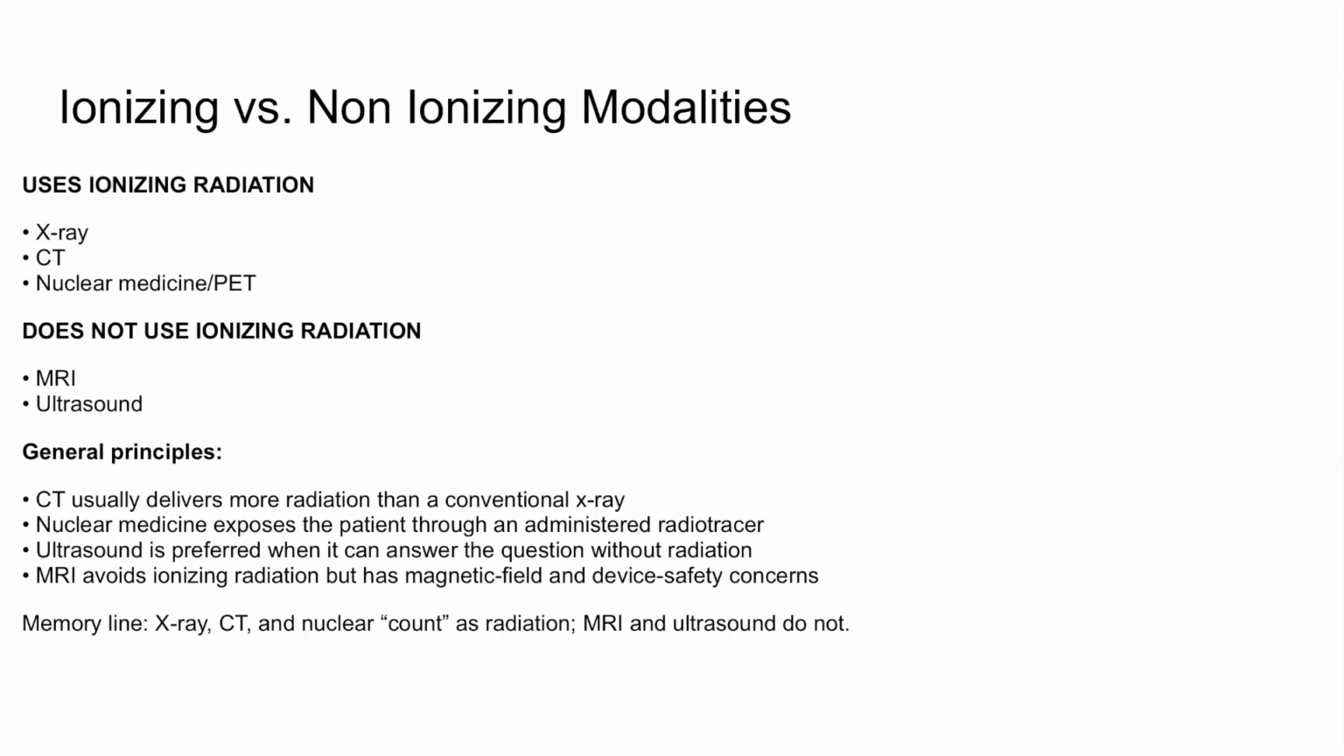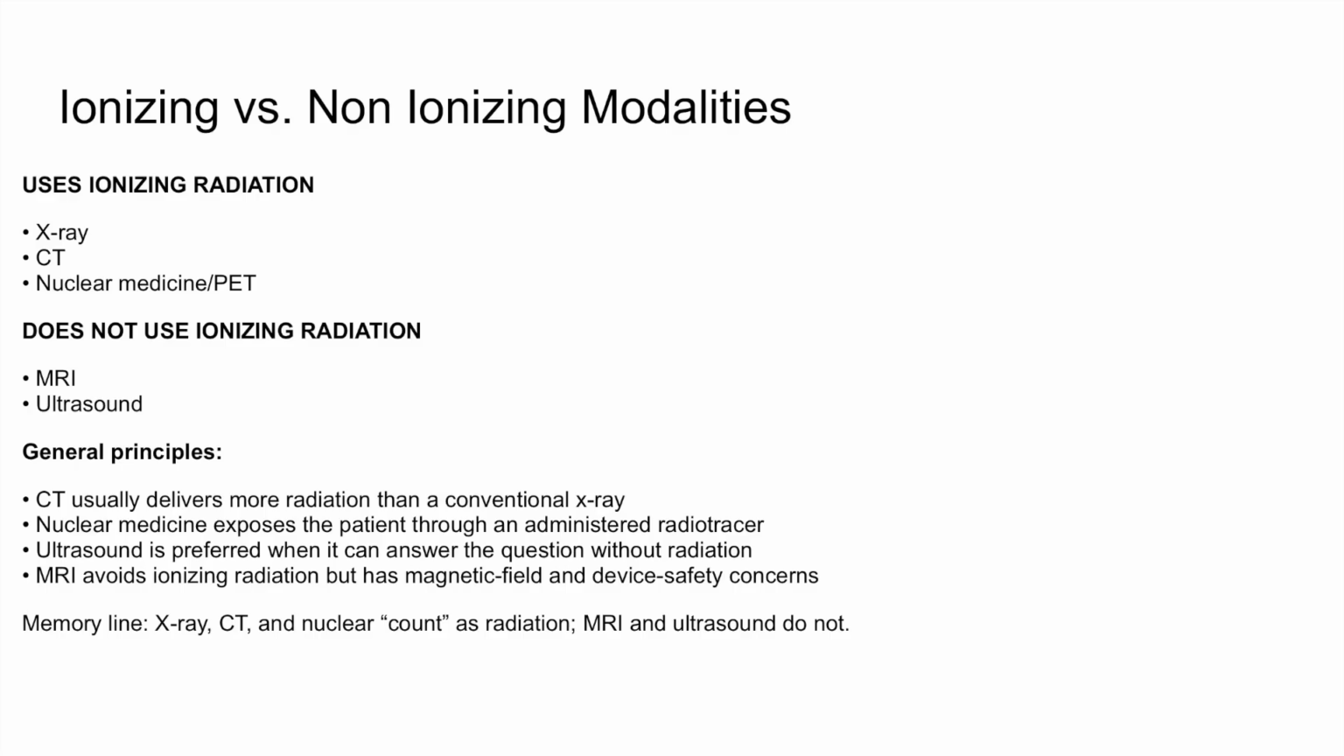All right, so a high-yield imaging distinction is whether the modality uses ionizing radiation. So conventional X-rays and CT use externally generated X-rays, while nuclear medicine and PET detect radiation emitted by an administered radiotracer. MRI and ultrasound do not use ionizing radiation.